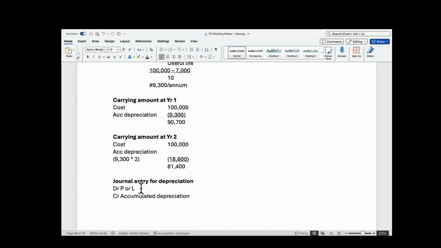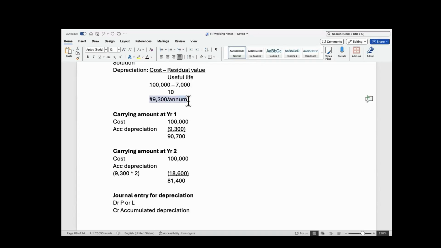correct. So you debit P&L, which is this depreciation that we computed that goes to P&L every year, and the corresponding credit goes to accumulated depreciation. That is why in year 2, accumulated depreciation has doubled, because in year 2, you will have credited accumulated depreciation again. So it's cumulative. Accumulated depreciation is increasing every year because you're crediting it every year. And that's what you take to your fixed asset schedule at the end of the day.